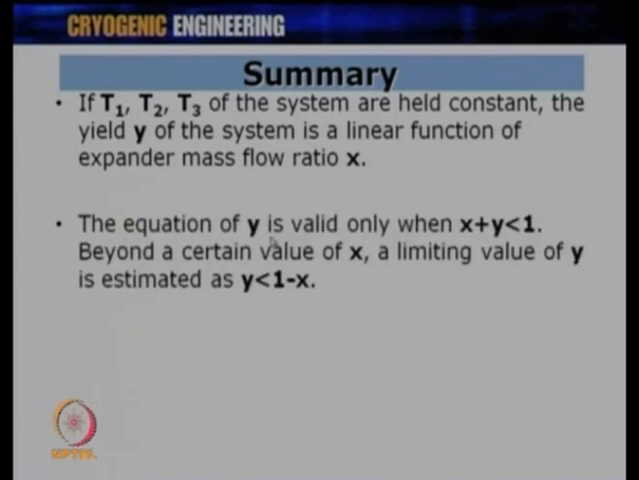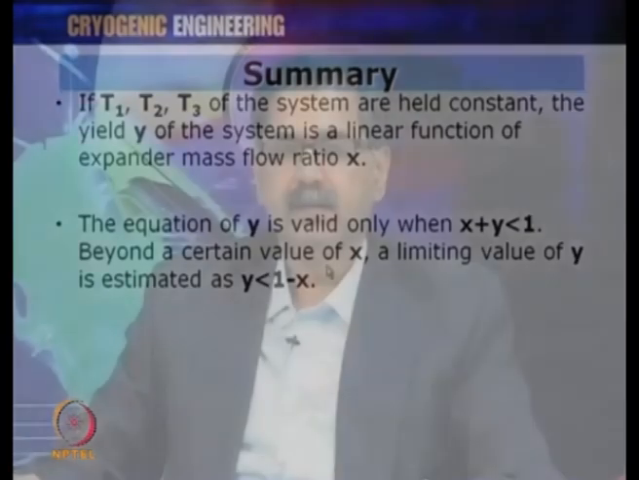The equation for Y is valid only when x plus y is less than 1. Beyond a certain value of x, a limiting value of y is estimated as y is less than 1 minus x. I am sure this is clear. Why are we doing this? Because we want the return stream to have a finite mass flow rate. It means m minus me minus mf has to be more than 0.